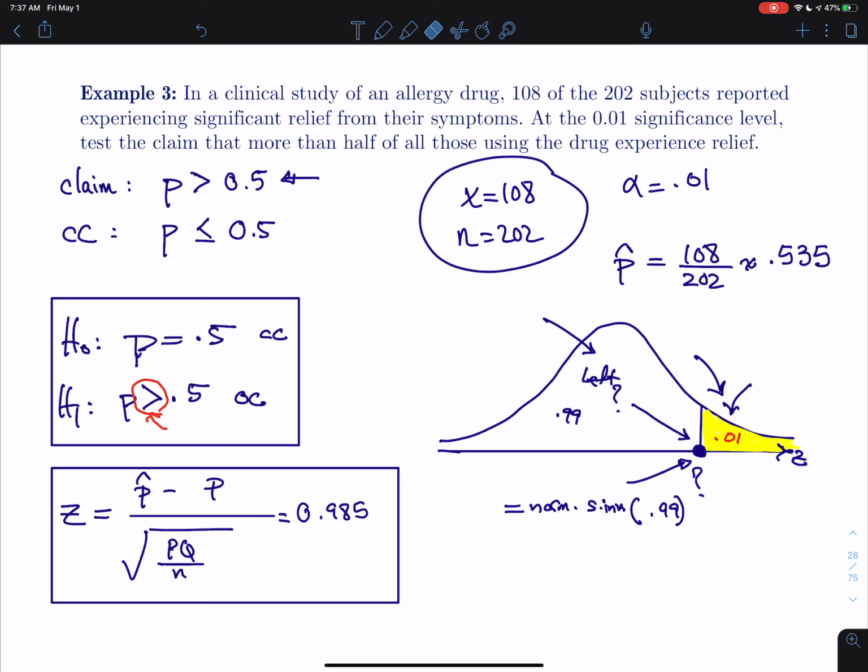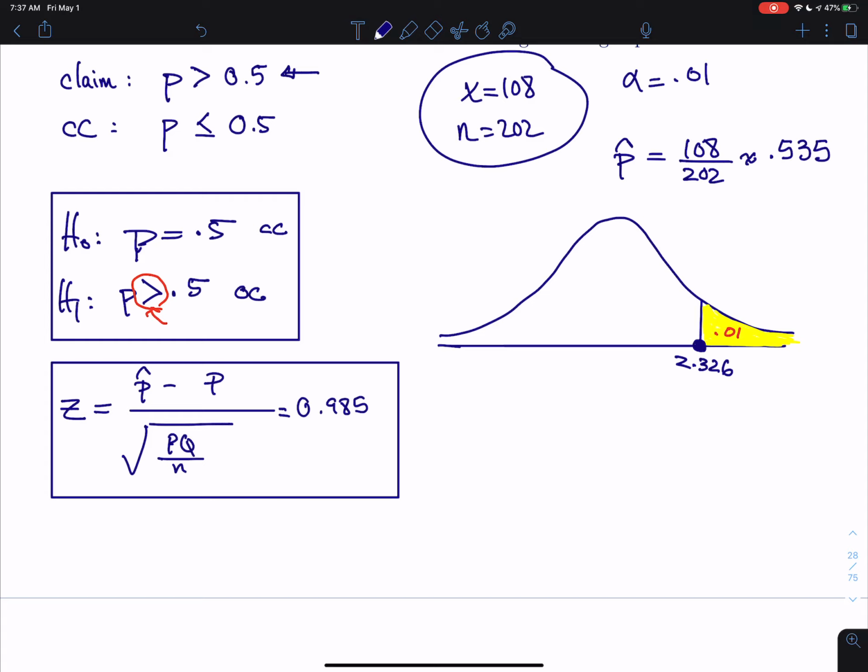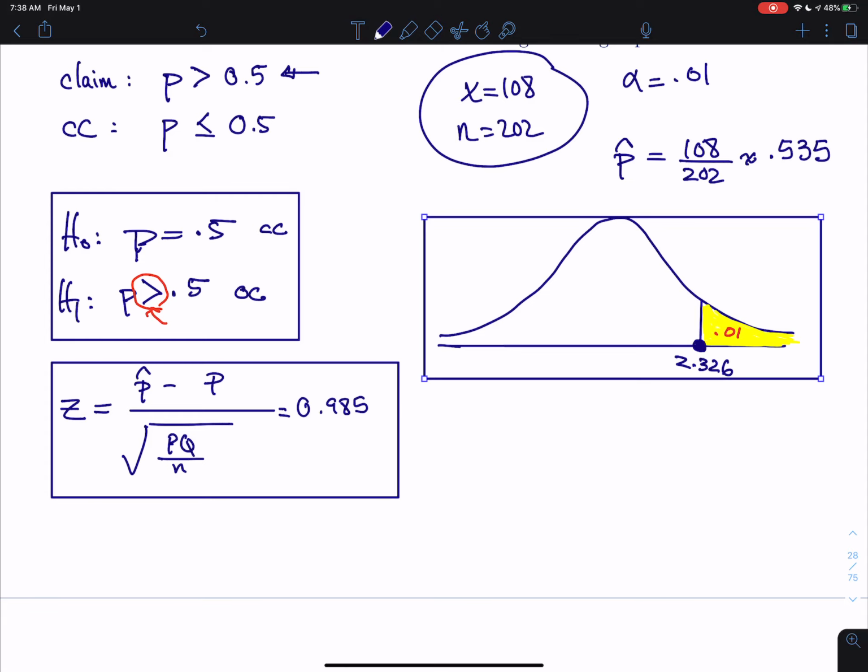And if I erase these so I could write what it is, okay, I'm good with all that. So my critical value, if you type that command, you'll get 2.326. And that is my official third step of a hypothesis testing procedure. Very good.